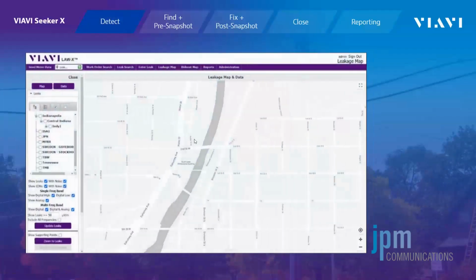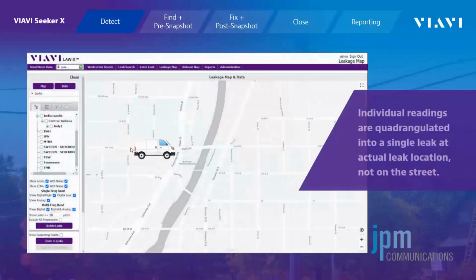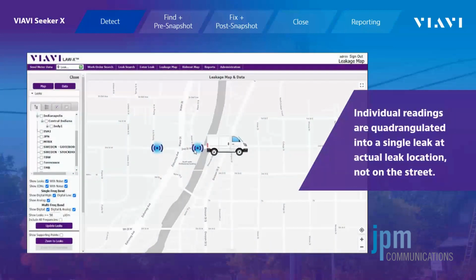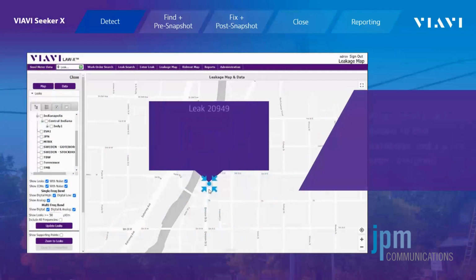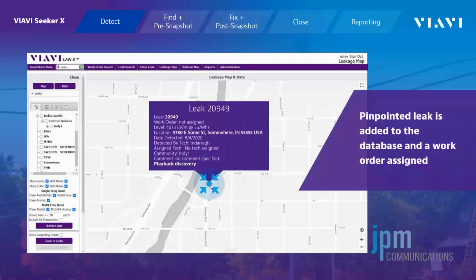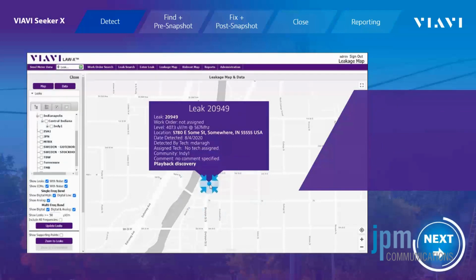So graphically, what does that look like? A truck's driving down the road, and they will have multiple detections of a leak depending on how close or how far away they are. So when it gets big, they know they're getting close. And again, this is all happening autonomously in the background. Eventually, all of these individual readings are quadrangulated into a single leak. So it takes all those individual readings and says, where is the leak that created all of those different readings? And this is added to the database in a work order assigned.